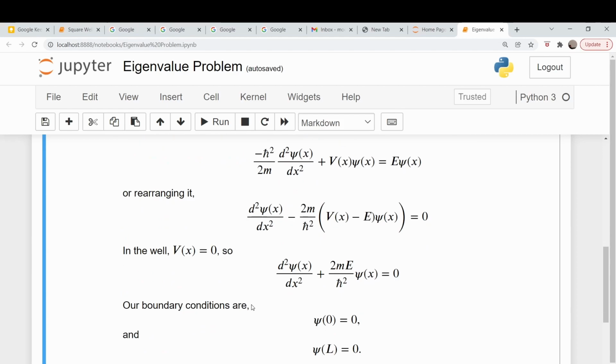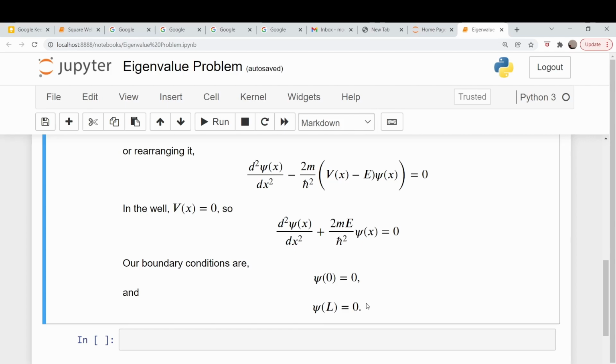And again, because the particle cannot have infinite energy, we know our boundary conditions at x equal to 0 and x equal to L. That's just the wave function itself is equal to 0. So we have a boundary value problem and an eigenvalue problem here. So again, this can be solved simply enough. So let's just do that.